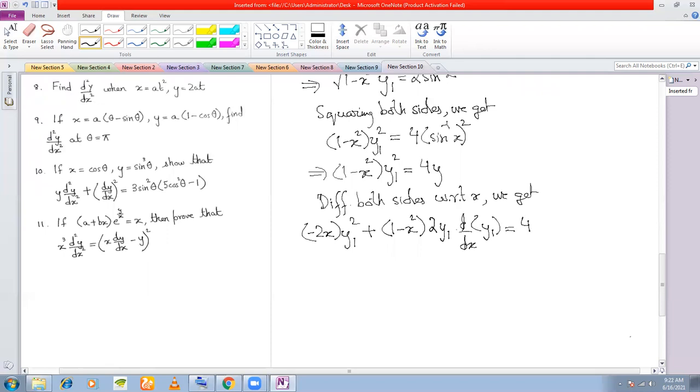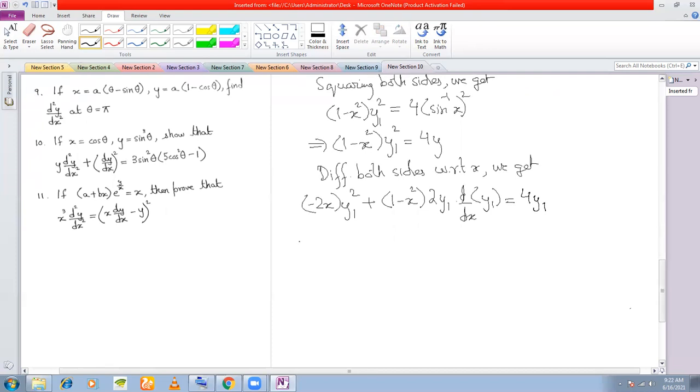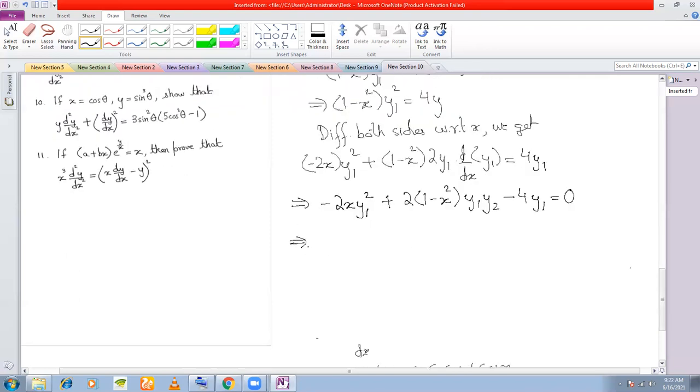This is equal to 4, which is a constant, into the d/dx of y, which is dy/dx, which is y1. So this is 4y1. So this is minus 2x y1 square plus twice (1 minus x square) times y1, and d/dx of y1 is y2. So you're getting y1 y2 minus 4y1, and you make the right hand side 0. Now what you do is you take y1 common.